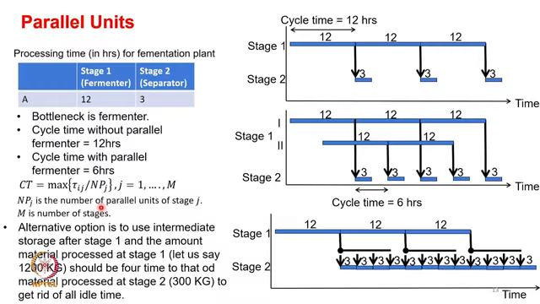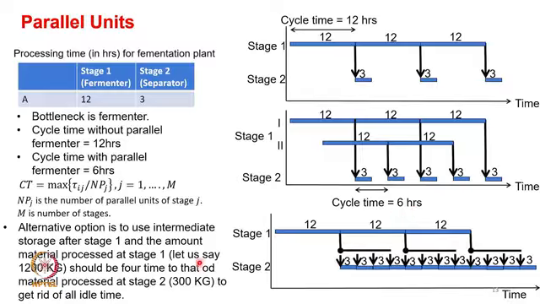The cycle time in this context is typically calculated as tau i divided by NPJ, where NPJ is the number of parallel units and M is the number of stages. Tau i in this case is 12, and 12 divided by 2 is 6. That's what is coming over here.